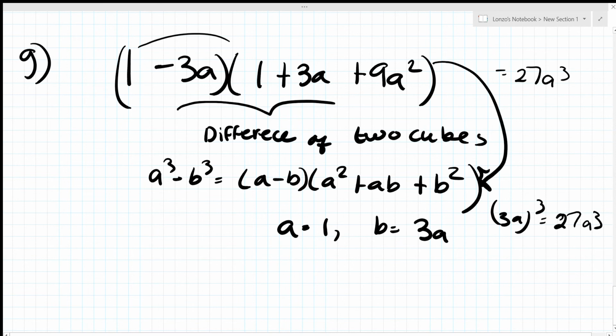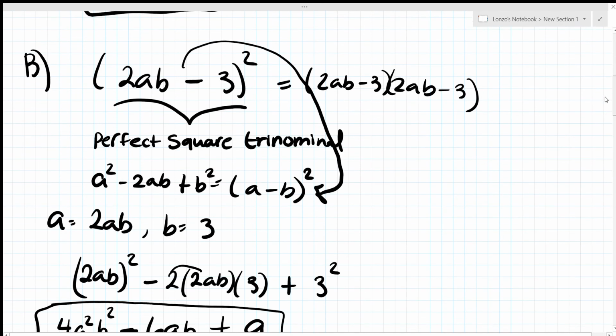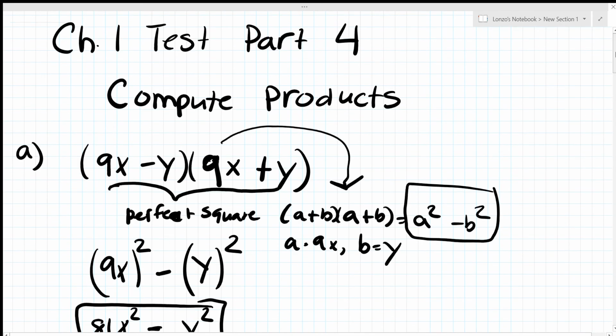So let's put it in this form: a cubed minus b cubed. So it's 1 cubed minus b cubed, which is 3a cubed. 1 cubed is 1, and then minus 3a cubed is minus 27a cubed. So this is your final answer: 1 minus 27a cubed. So yes, those rules come in handy when you are FOILing it out. So this wraps it up for part 4.